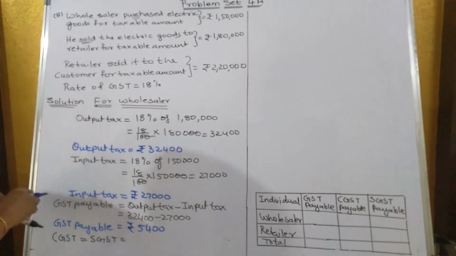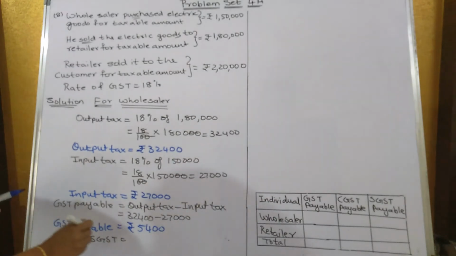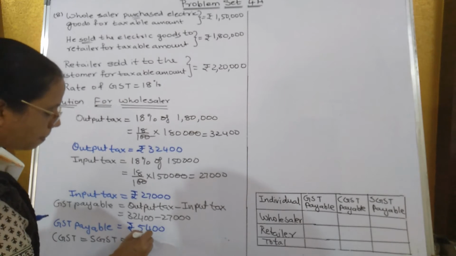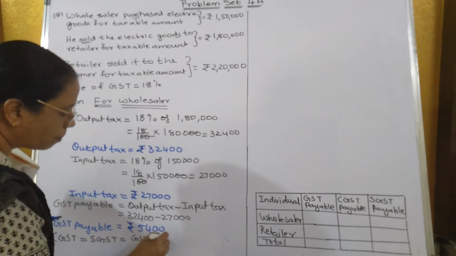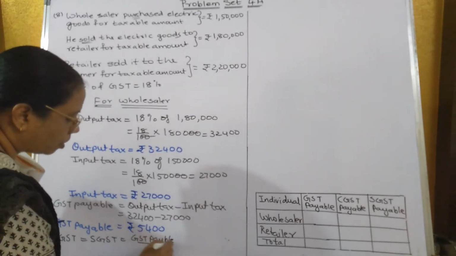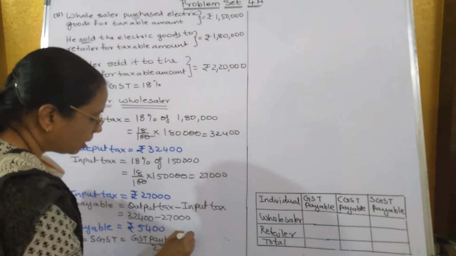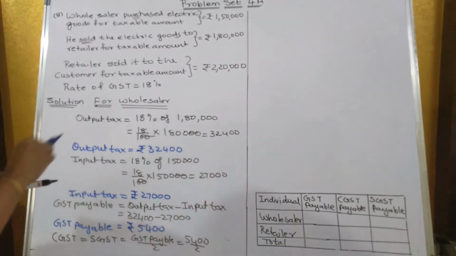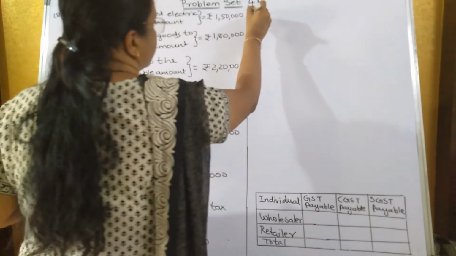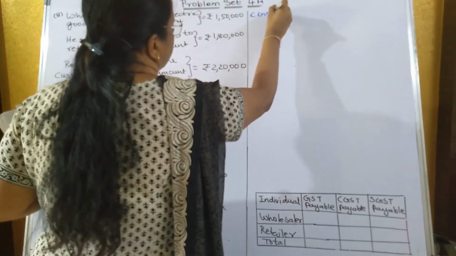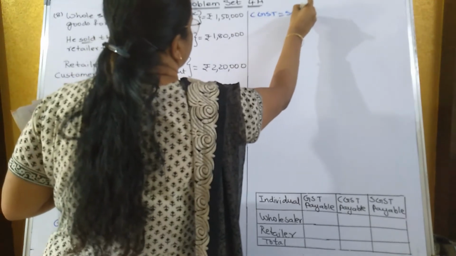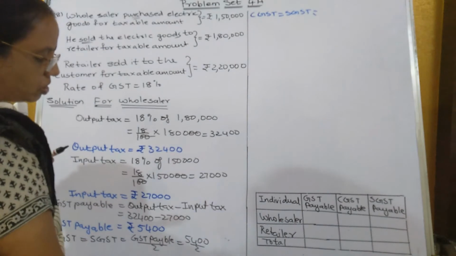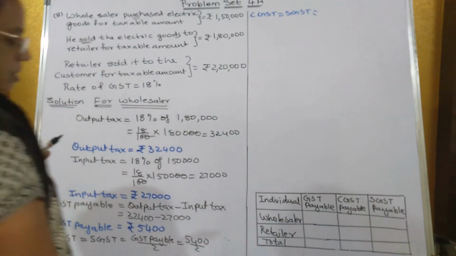5,400. Now CGST and SGST is equal to how much? Half of the GST payable. So GST payable upon 2, that's equal to 5,400 upon 2. When you divide this, what you get? CGST is equal to SGST is equal to, when you divide this, you'll get how much? 2,700.